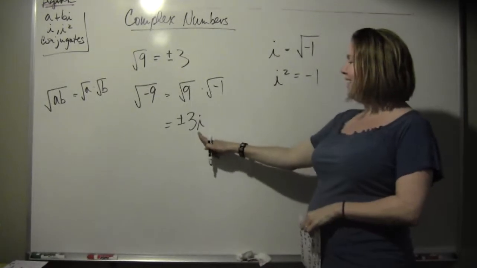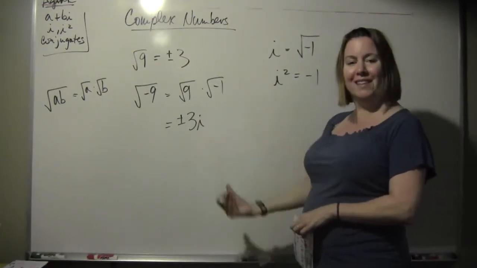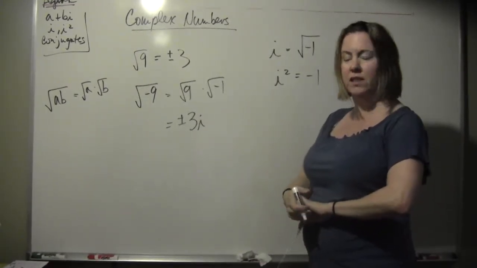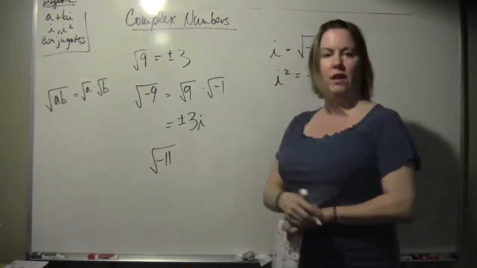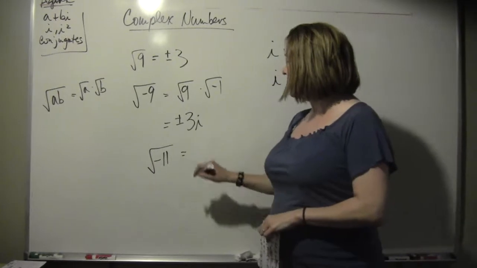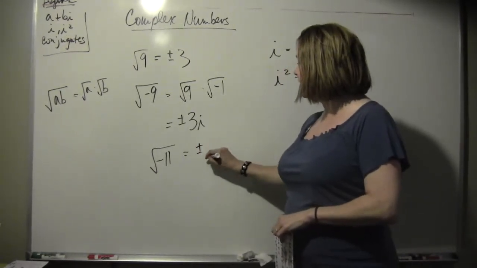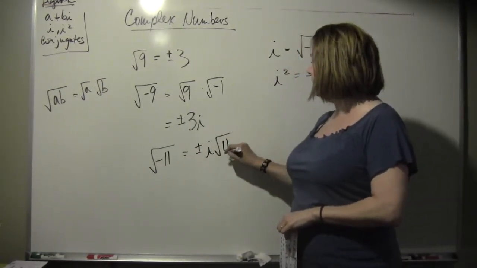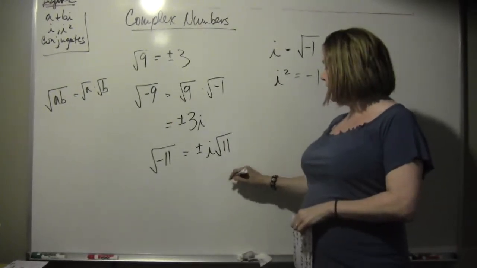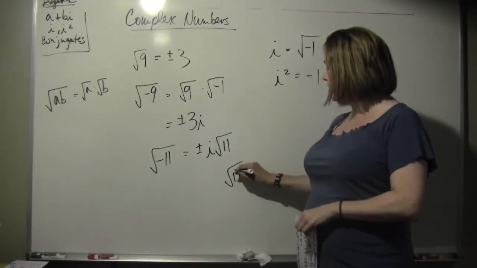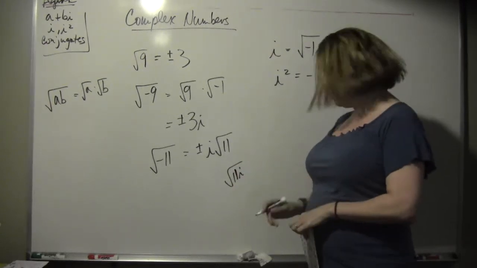Usually we write the i after the number unless it's not a perfect square. For example, if you had the square root of a negative 11, you would actually write that as plus or minus i square root of 11. You would put the i in front so as not to confuse it with this. Okay?